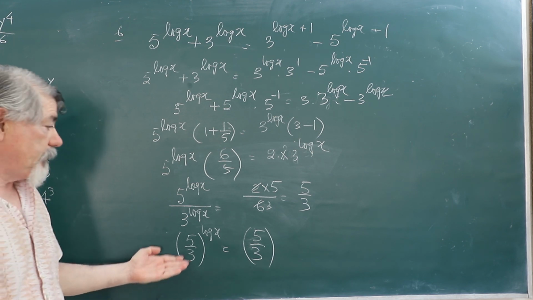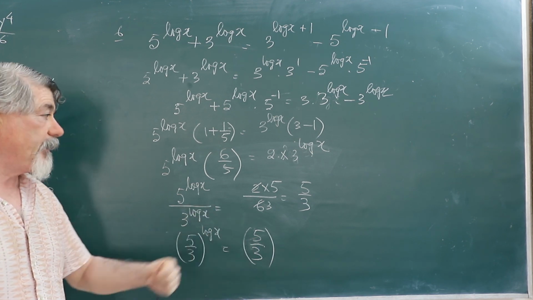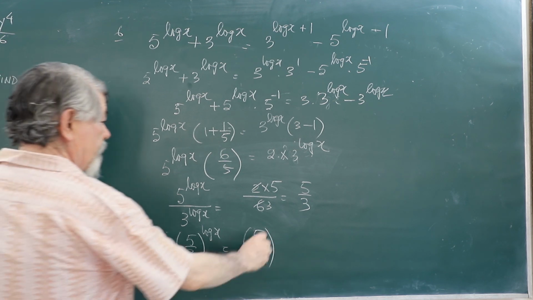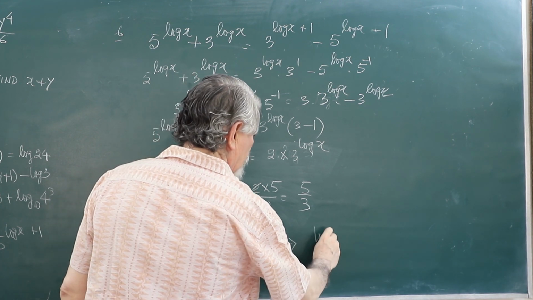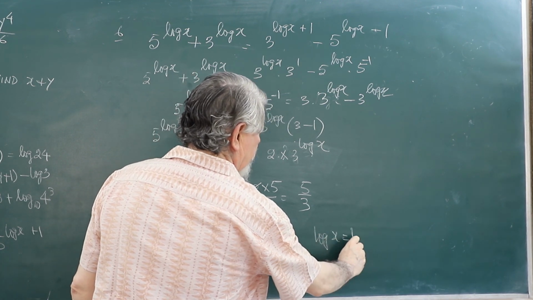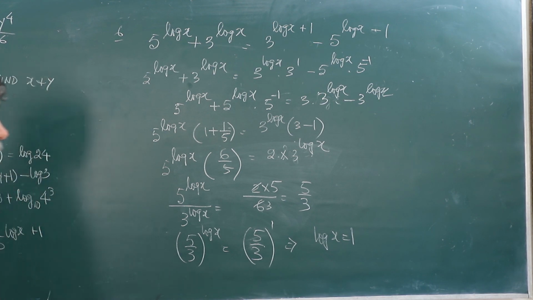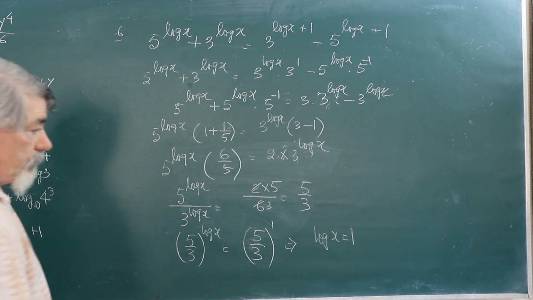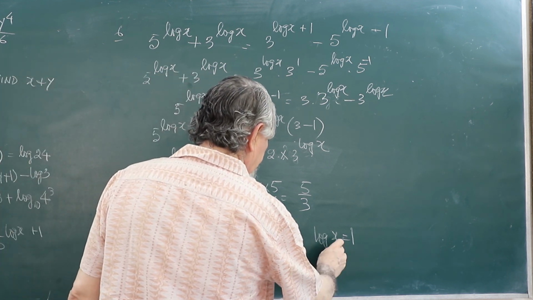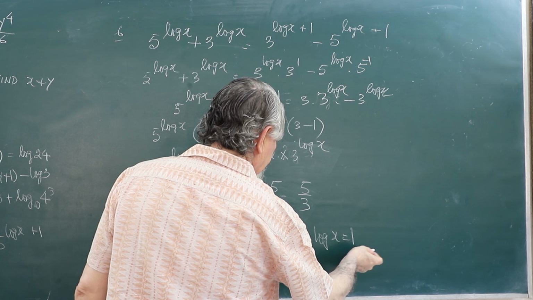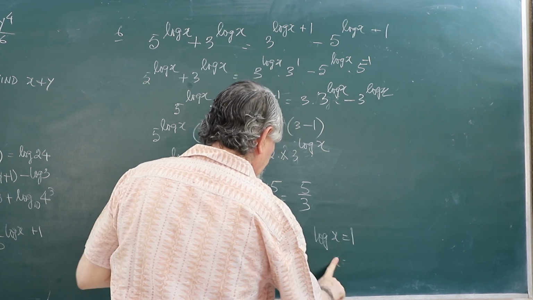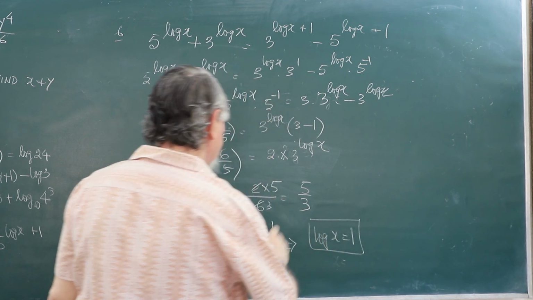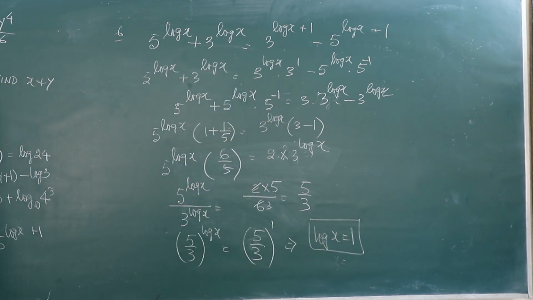So, when bases are same, powers can be equated. It is to the power 1. So log x will be equal to 1. The value of log x is 1. So x will be how much? Suppose it is any base. Log x is 1. So that means x will be how much? The value of log x is 1.